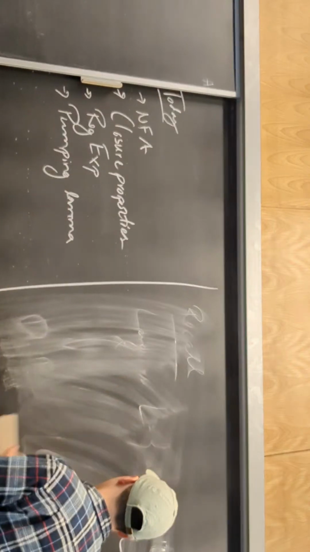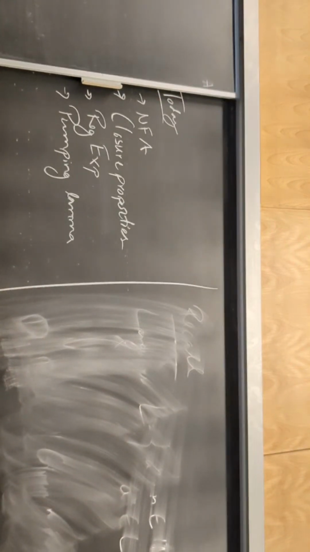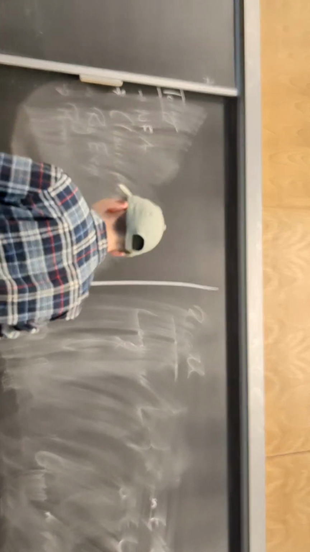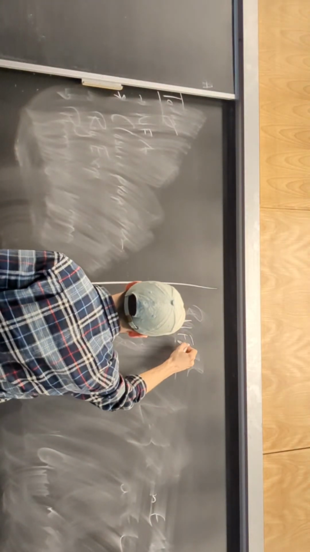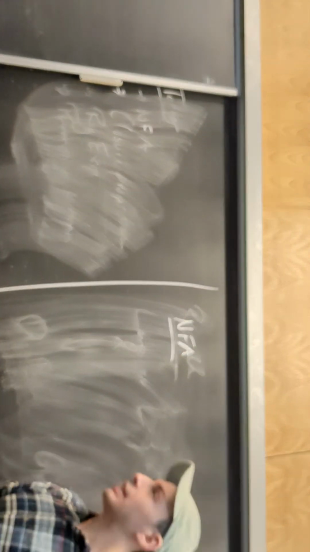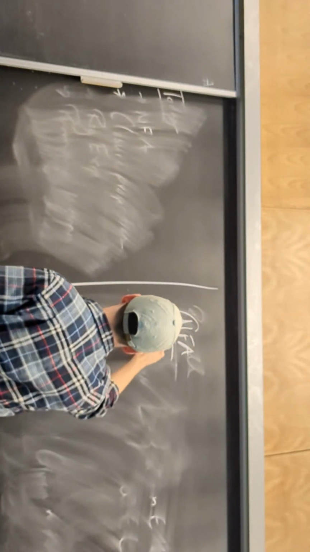Okay, so those are DFAs, right? Those are the simple models of computation. Now we have slightly more sophisticated models of computation we're going to look at, which are NFAs. So NFAs essentially are slightly different because they use non-determinism.